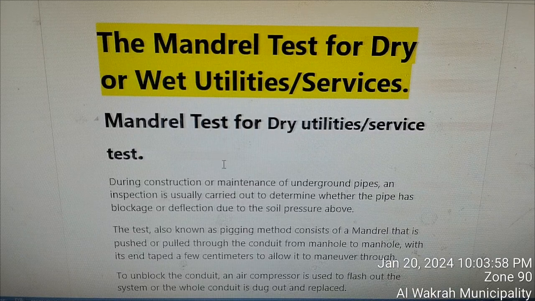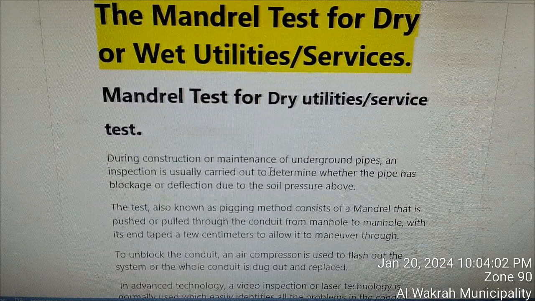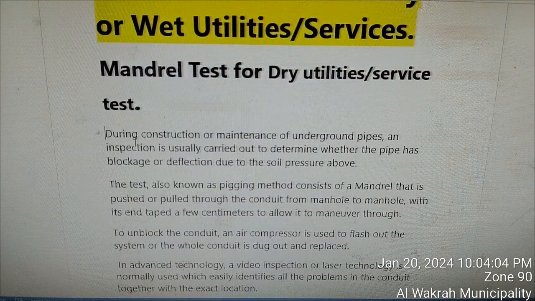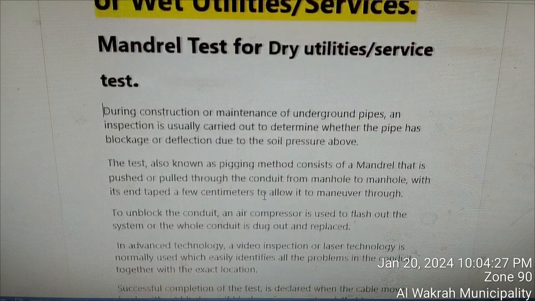So I will explain to you the Mandrel test for the dry and wet utility services. What is the function of this one? As you can see here, during construction or maintenance of underground pipes, an inspection is usually carried out to determine whether the pipe has blocking or deflection. It means is the pipe blocked, or is any deflection or any deviation or any settlement found there due to the soil pressure above or beside the pipes.